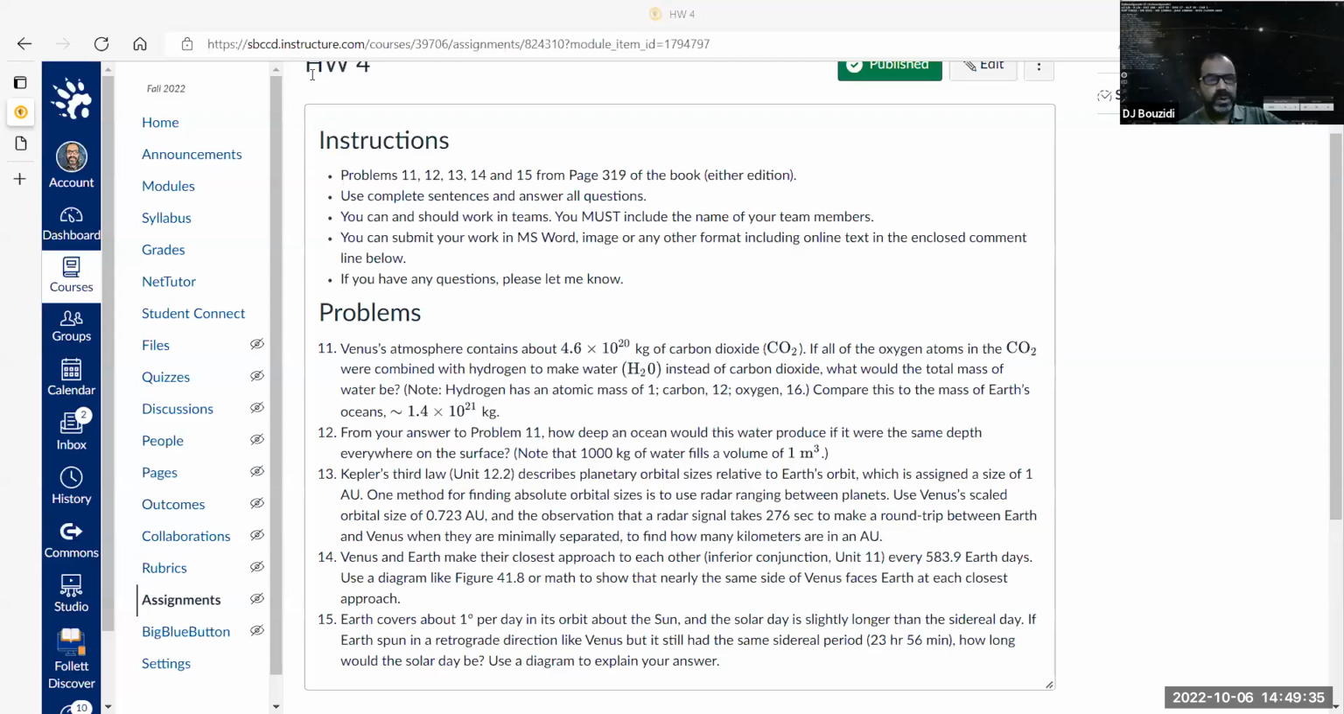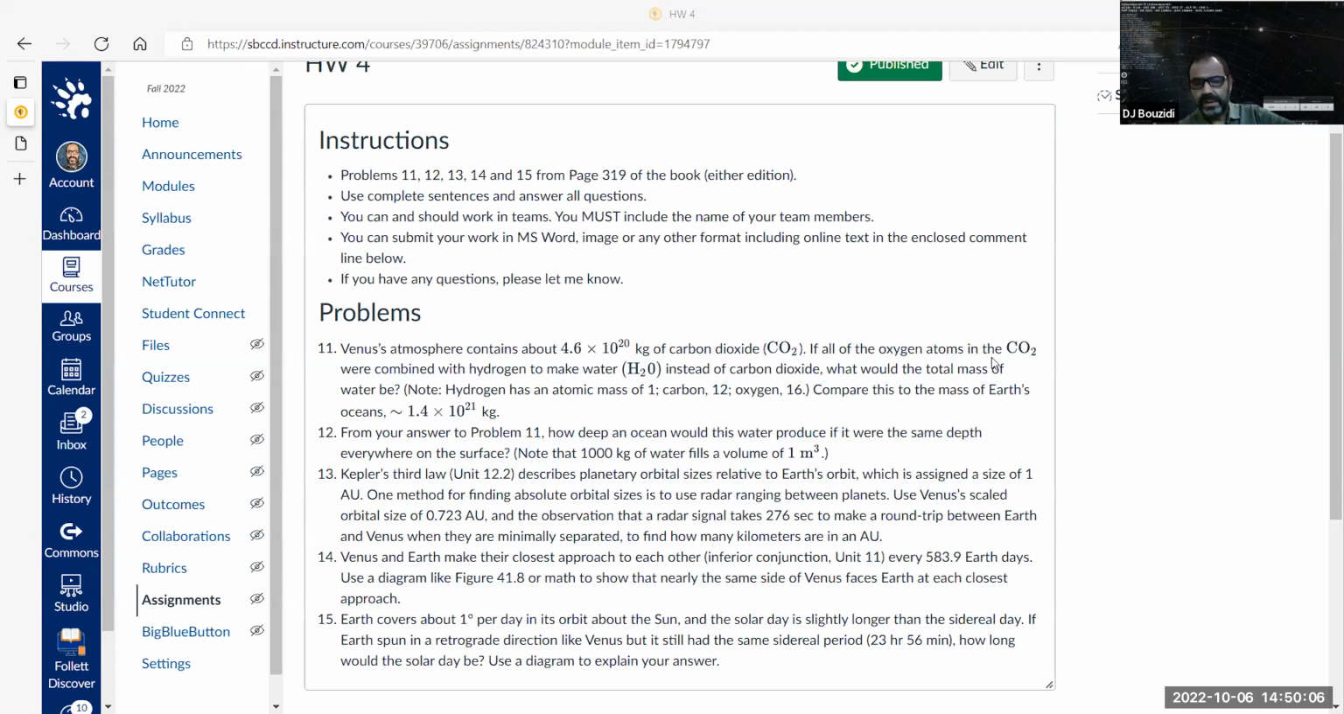So this is what I'm going to do. I'm going to record the whole session just for this one alone, for this homework. And I'm going to attach it to the same place where we do recording. So right now we have last Tuesday's recording in that section, and we will have this today also. But I'm going to add another section, hopefully no more than 20 minutes, just talking about these problems and how to do them. So again, these problems are: Venus's atmosphere contains this many kilograms of carbon dioxide, CO2.